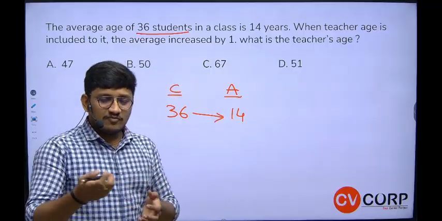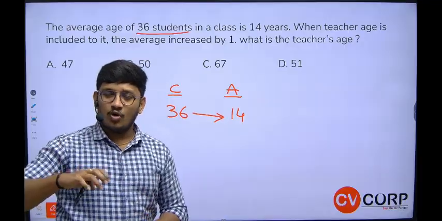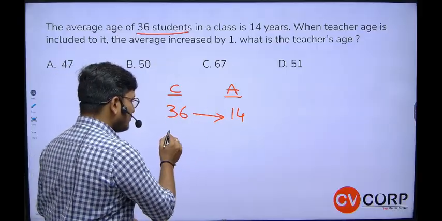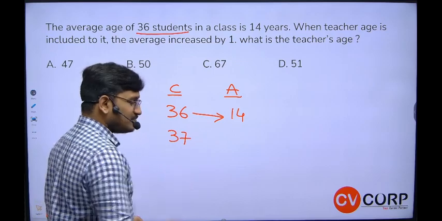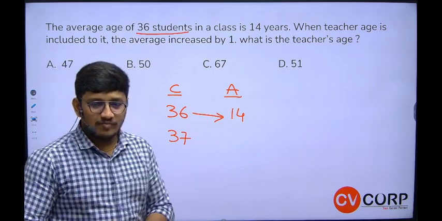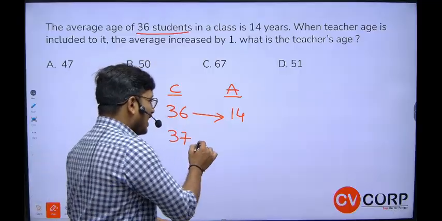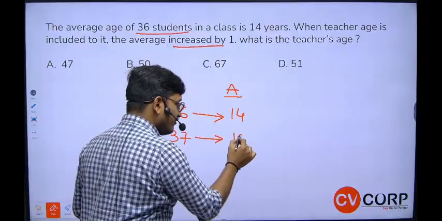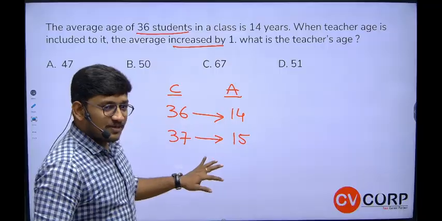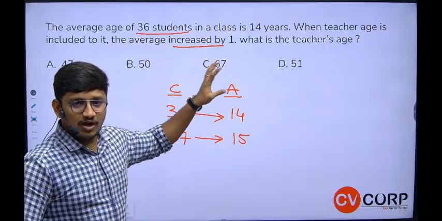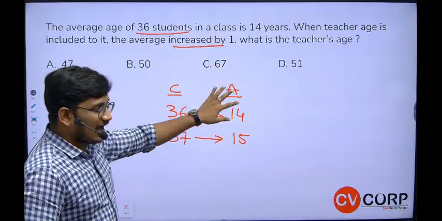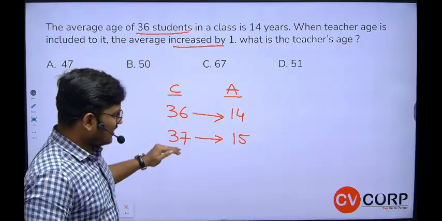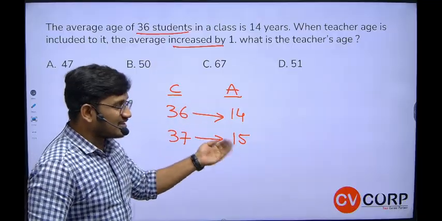Now, obviously, when one person is added or removed, the count will change. What is the count now? When the teacher's age is included, the count becomes 37 because one extra person is added. Count becomes 1 plus 1. Now the average is increased by 1, which means the average becomes 15. I didn't do anything here; whatever conditions were given in the question, I have written clearly. So the count is 36, average is 14. When a new person is added, the count increases by 1, so the average increases by 1.